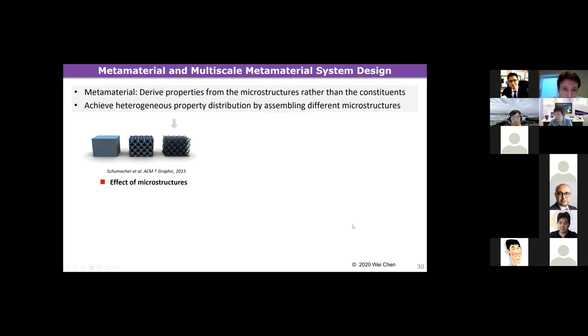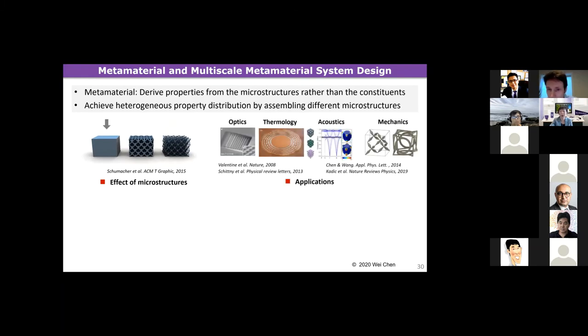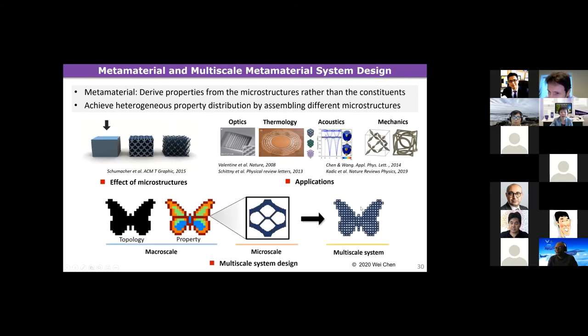Next, with another maybe 5 to 10 minutes, I want to quickly go over some of our recent work in building a metamaterial data system, as well as multi-scale design using metamaterials. I'm now going to introduce again what metamaterial really is. I think many people here know about this. The focus here is not just to change the constituents, but to change the structure, right? To accomplish special properties in the optical, thermal, acoustic, and other mechanical properties.